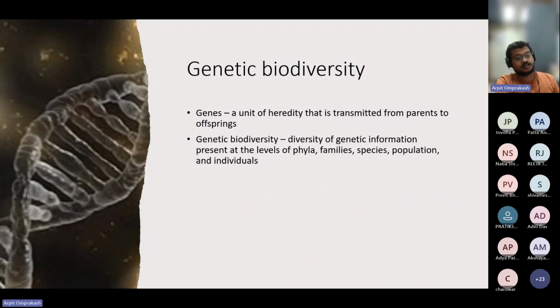Now, the other level at which we can define biodiversity is genes, or genetic biodiversity. Genes are basically a unit of heredity that is transmitted from parents to offspring. And genetic biodiversity consists of diversity of genetic information present at the levels of different phyla, different families, species, populations, and also individuals.